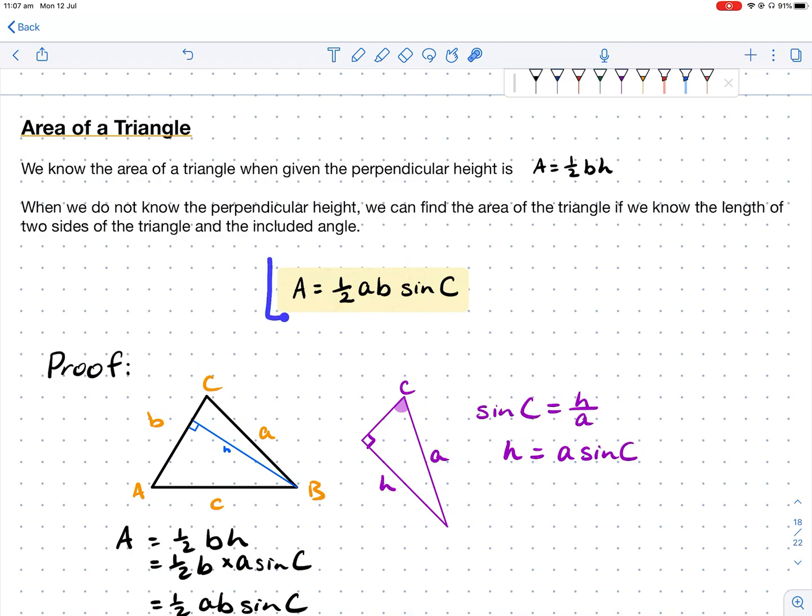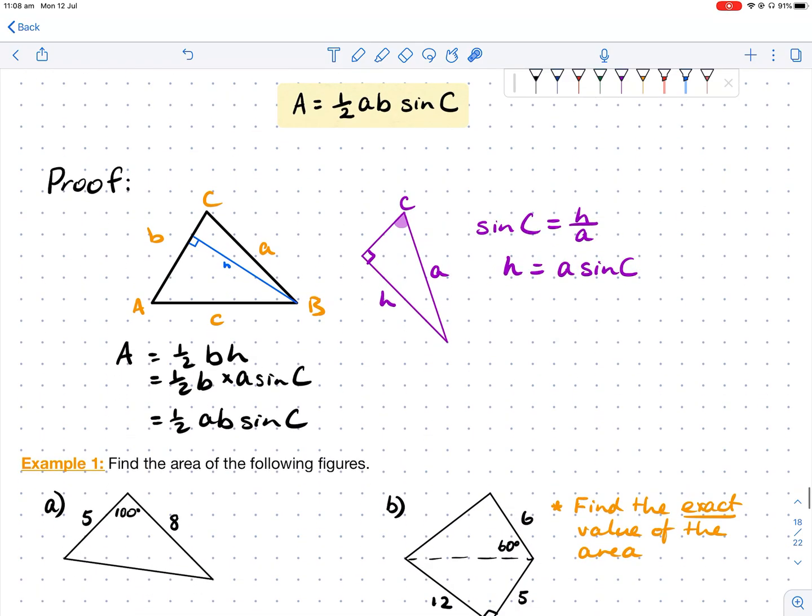So this is the formula if we don't have a right angle or we don't know the perpendicular height. It's half AB sine C, following the same naming conventions for the sides and the angles. Why this works is, again, we're going to be cutting up our triangle and we're going to have our base and the height here. If we know the base and the height, we can just use half base times height. But what we want is to be able to find the height in terms of some of the other sides.